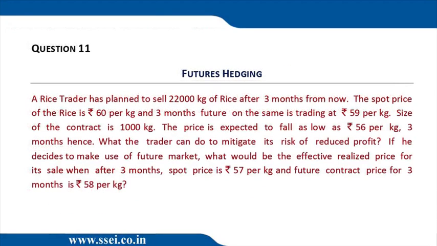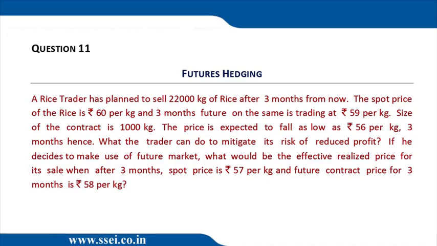So this sum, question number 11, is on commodity futures hedging. Very simple sum. Let's go through the sum. A rice trader has planned to sell 22,000 kgs of rice after 3 months. So what is he afraid of? He's afraid of the rice price falling. So he should sell futures. The spot price of rice is 60 per kg today and 3-month futures are trading at 59 per kg. Size of the contract is 1000.